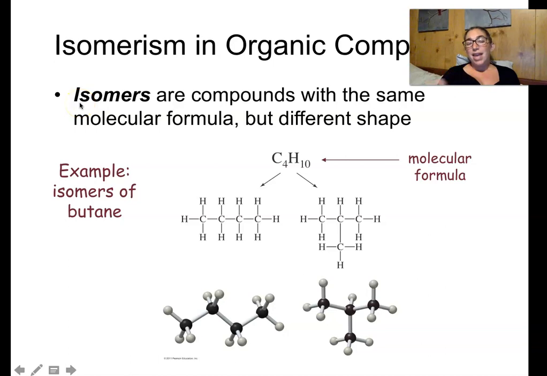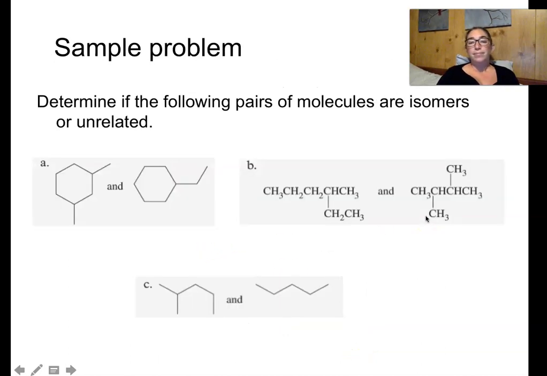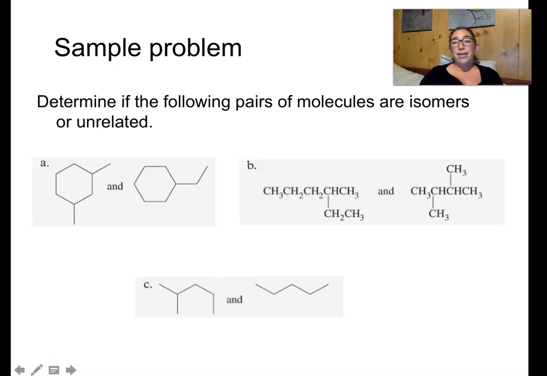Iso means same. So they're same in that they have the same molecular formula, but they're different because they have different connectivity or different structure. This one is a straight chain of carbons, and this one is a branching chain of carbons. These are two isomers of butane. So you might have a practice problem that just asks you, are these two things isomers, yes or no?